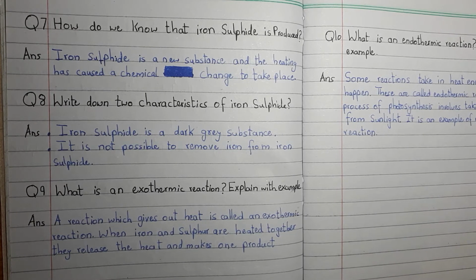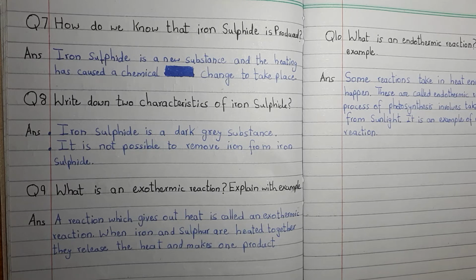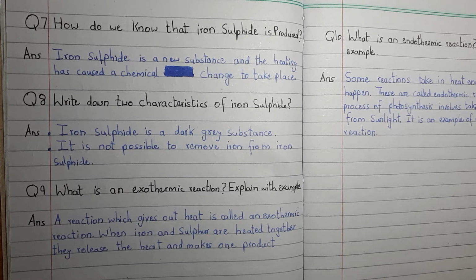Question number 8, write down two characteristics of iron sulfide. Number 1, iron sulfide is a dark gray substance. Number 2, it is not possible to remove iron from iron sulfide.